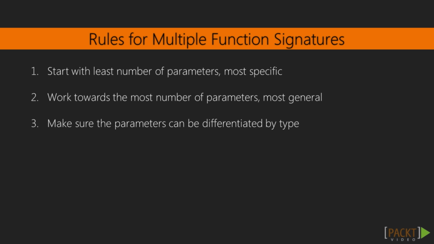Before we write our function signatures, we'll establish some general rules for doing this. 1. Start with the function signature requiring the least number of parameters and most specific. 2. Work down towards a function signature with the largest number of parameters and most general. 3. Make sure you use signatures in such a way that the parameters can be differentiated by their type.